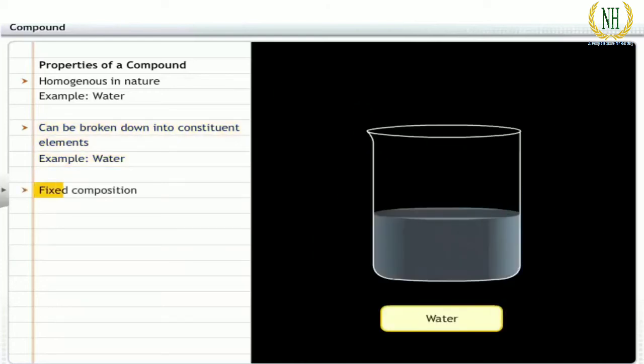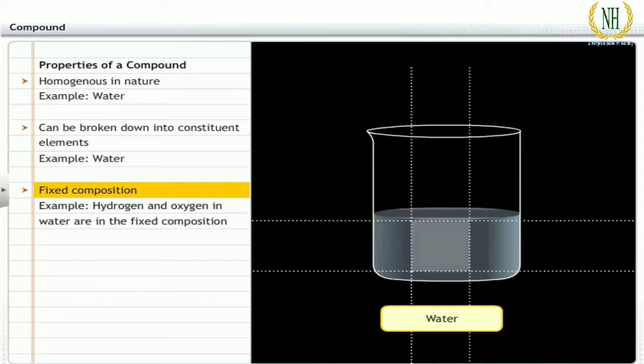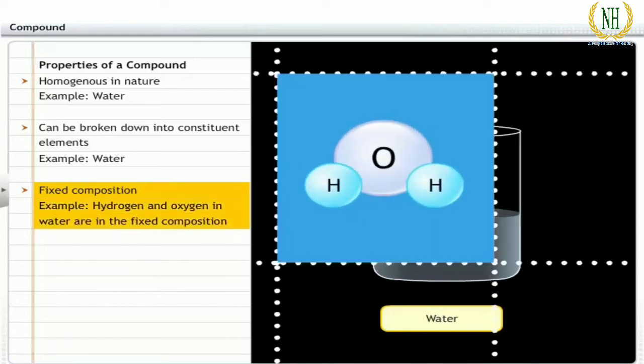A compound has a fixed composition. For example, a water molecule is always composed of 2 hydrogen atoms and 1 oxygen atom.